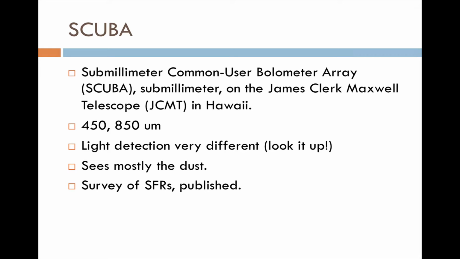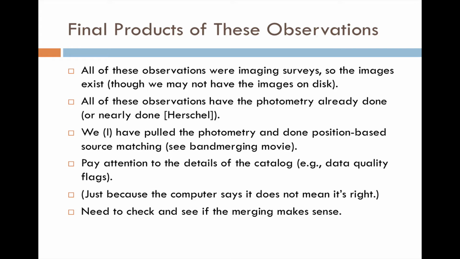SCUBA data is seeing mostly the dust, and the data we're using come from a survey of star-forming regions, which is already published. So we've just pulled the point sources out of the literature, and they also made their images available online. So I have those as well. So all of these observations were imaging surveys. We're not doing the spectroscopy, we're just doing the imaging surveys.